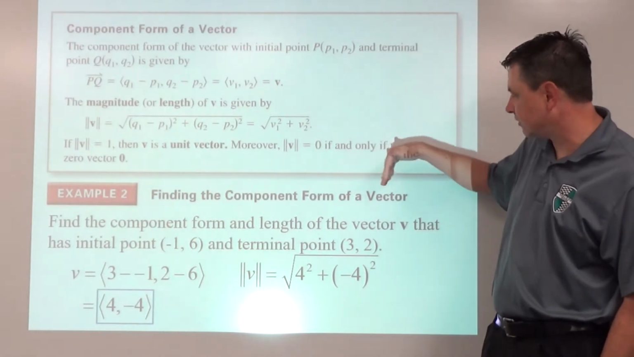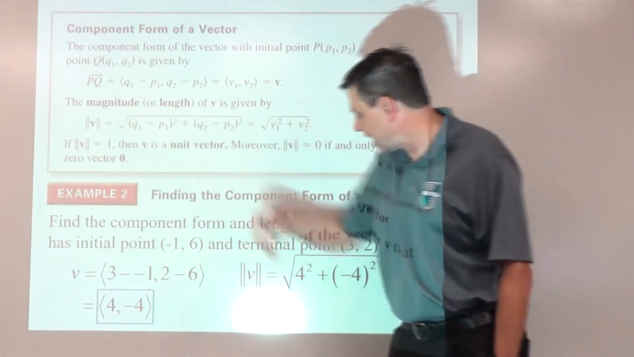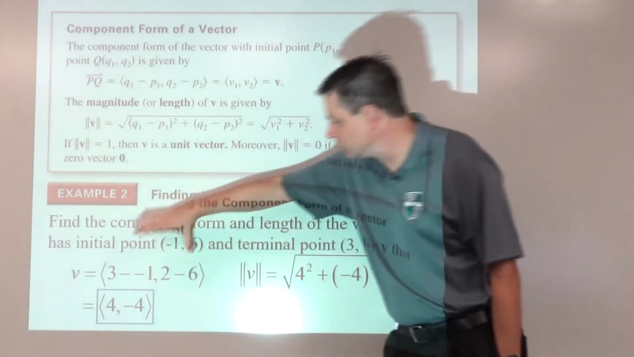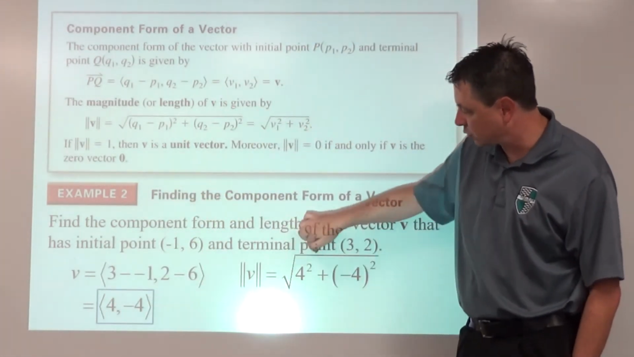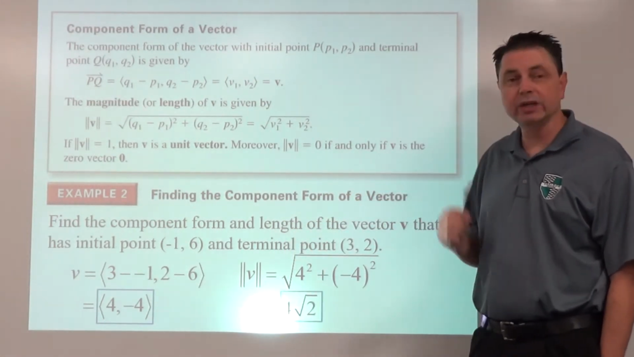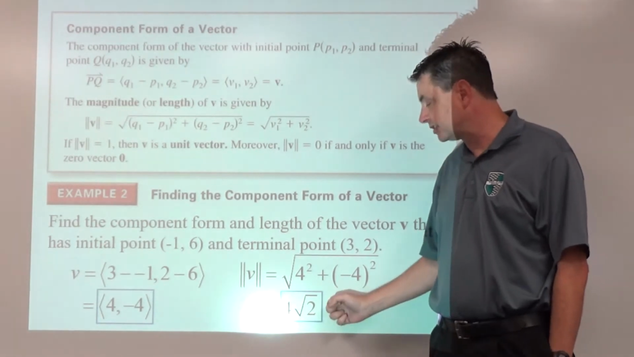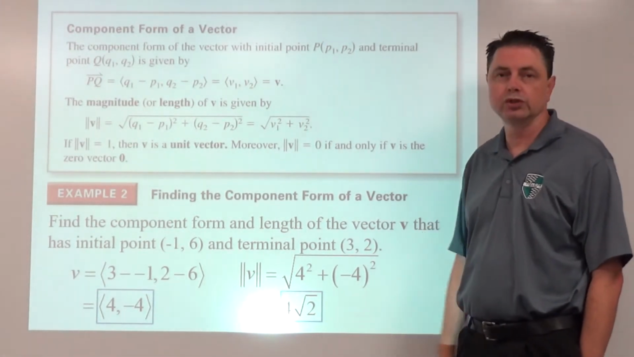Second part to that, find also the length, and that does refer to the magnitude of the vector. We could do it from here, but since we have the vector itself, might as well just do the square root of 4 squared plus negative 4 squared. You would get the square root of 32, which simplifies, in simplest radical form, to 4 root 2.